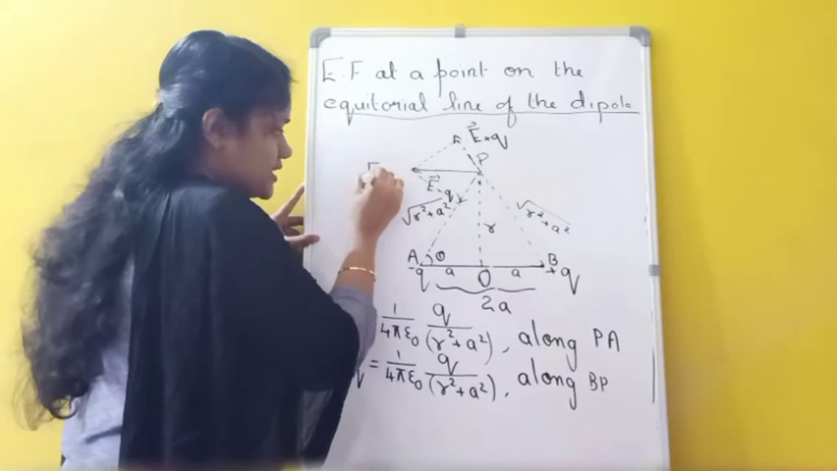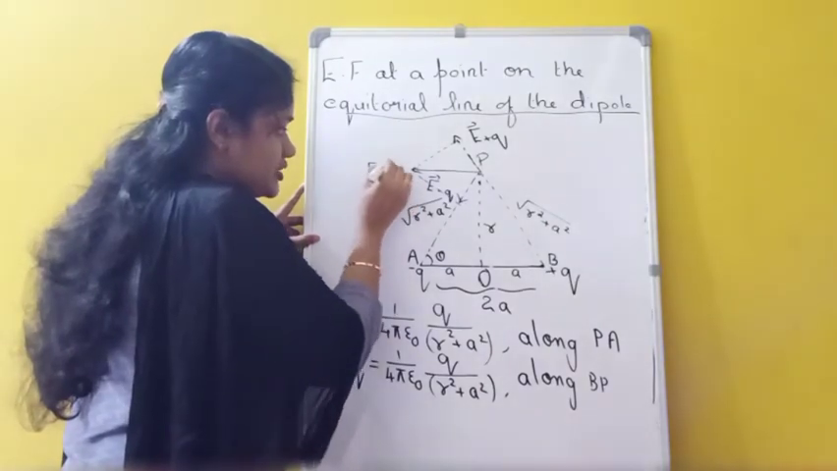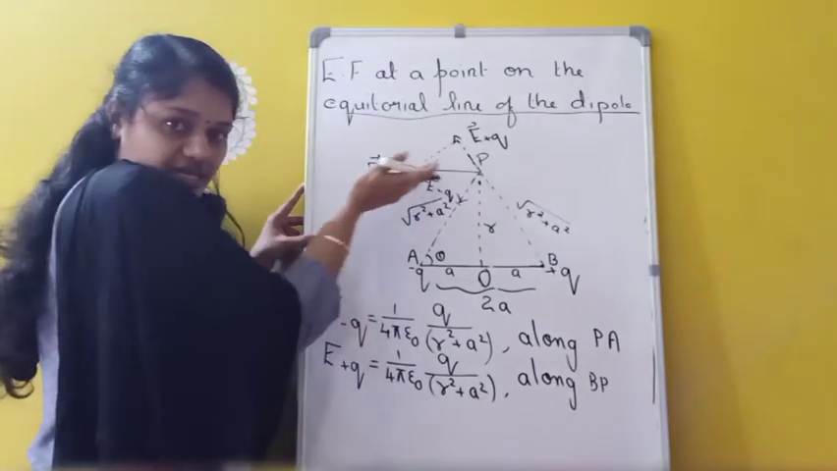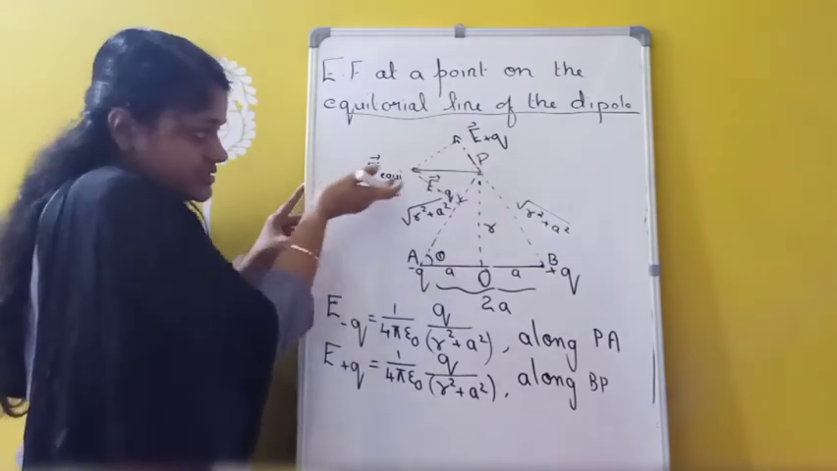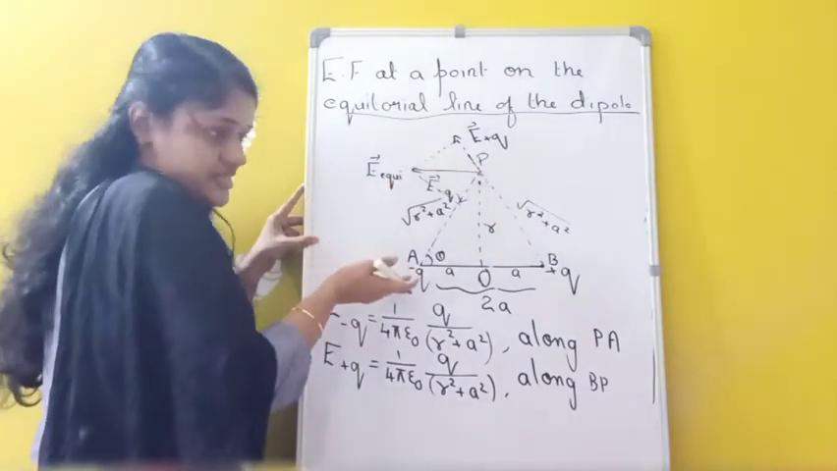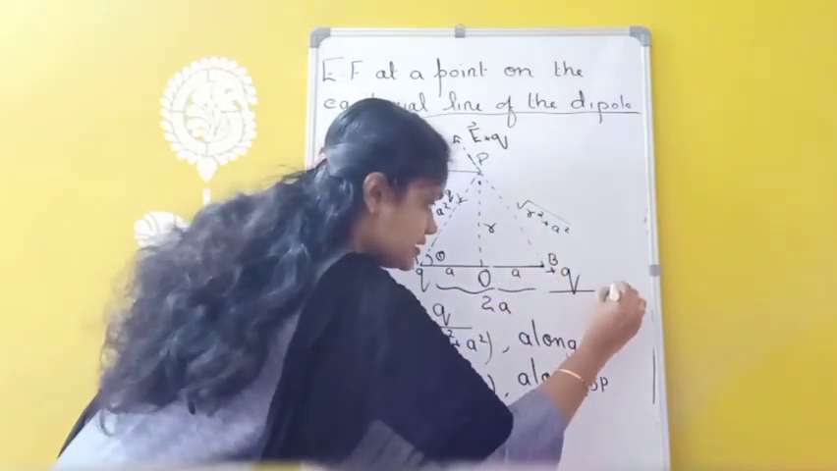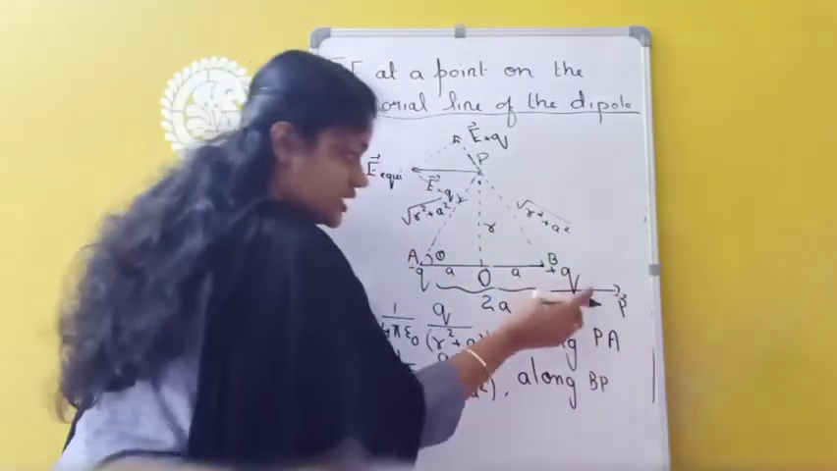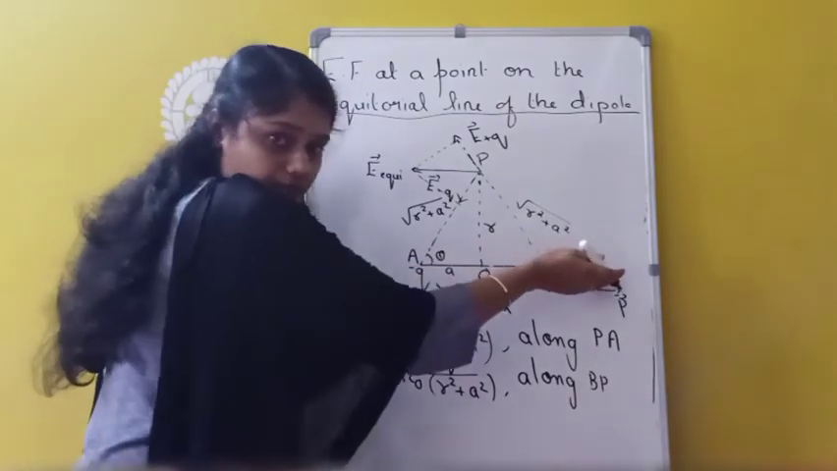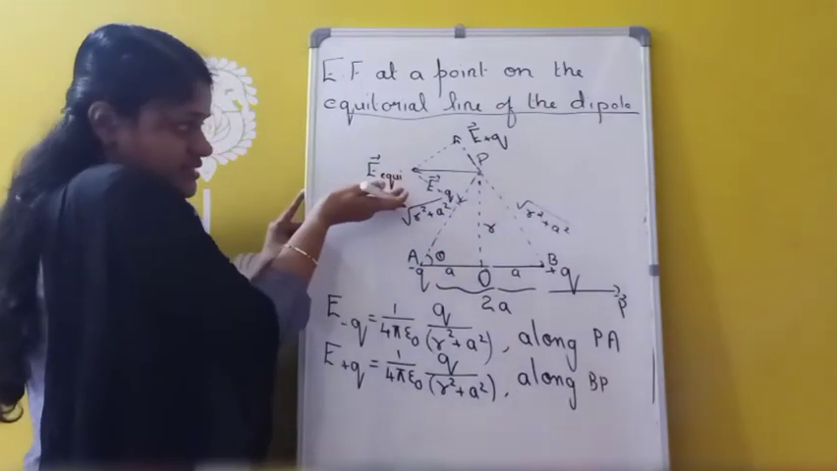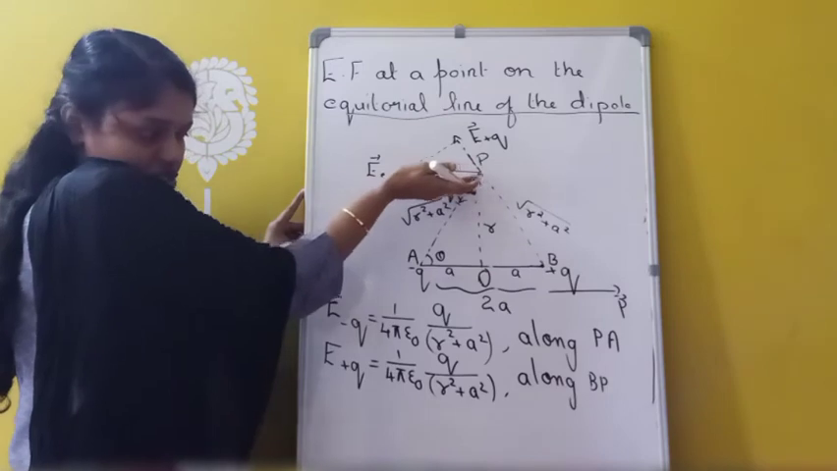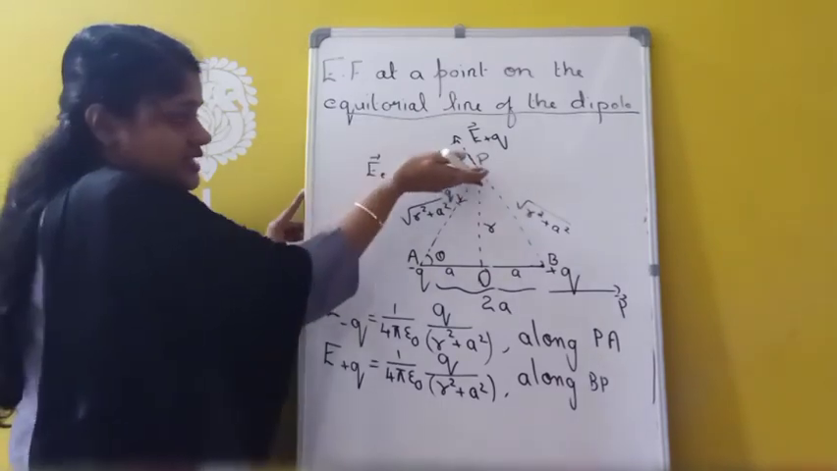That means E equatorial will be acting in which direction? Along the diagonal. That means opposite to the direction of which one? Dipole moment. So the dipole moment is acting from minus Q to plus Q, and this net electric field is acting in which direction? Opposite to the direction of the dipole moment, acting along the diagonal.